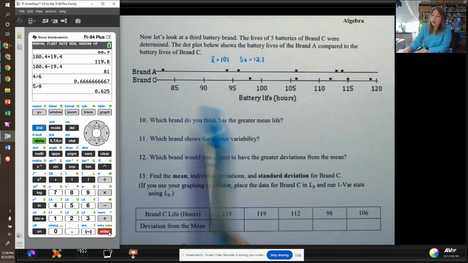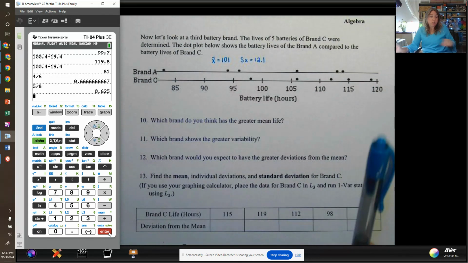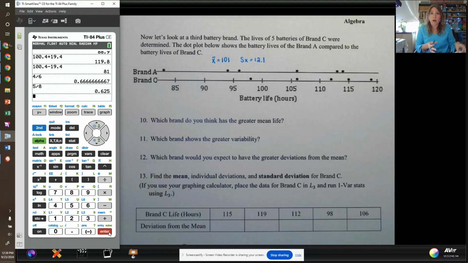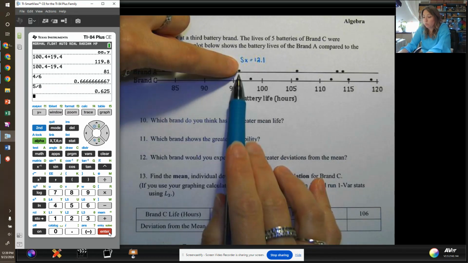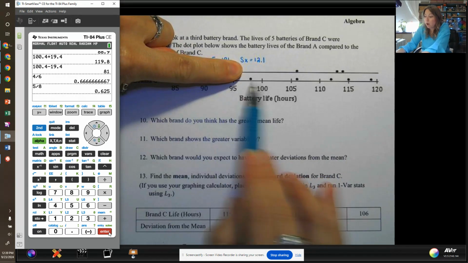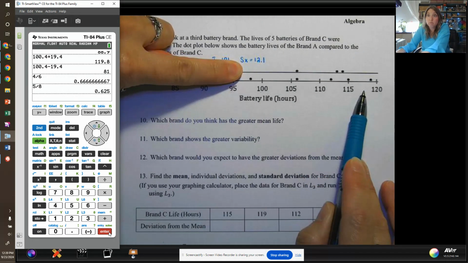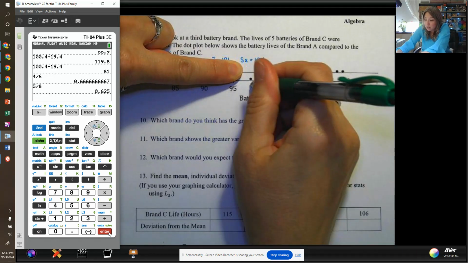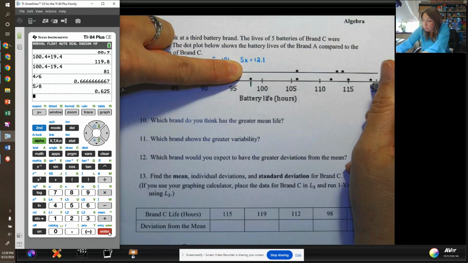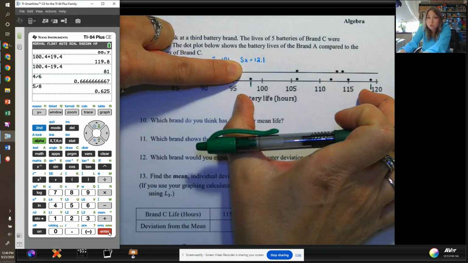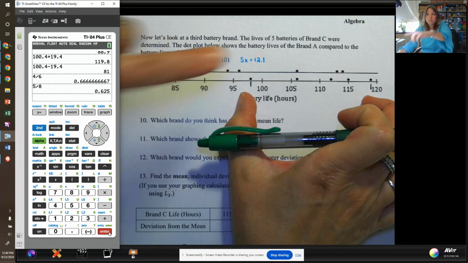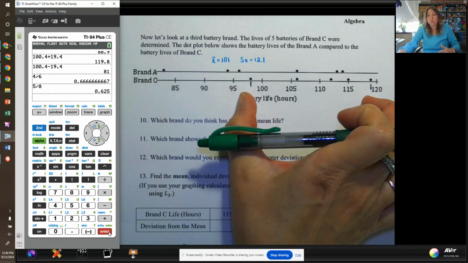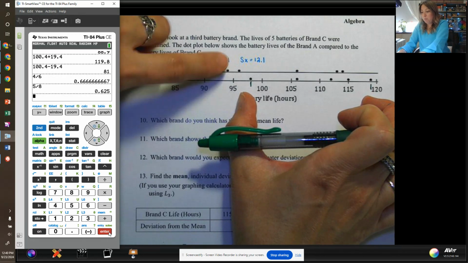Okay, but now we look at brand C, and you probably noticed something right away about brand C. All of brand C is above 3 out of 6 of the brand A battery lives. And battery brand C, here's the minimum, here's the maximum. The range of data is smaller. So let's predict if the standard deviation will be higher or lower than brand A.